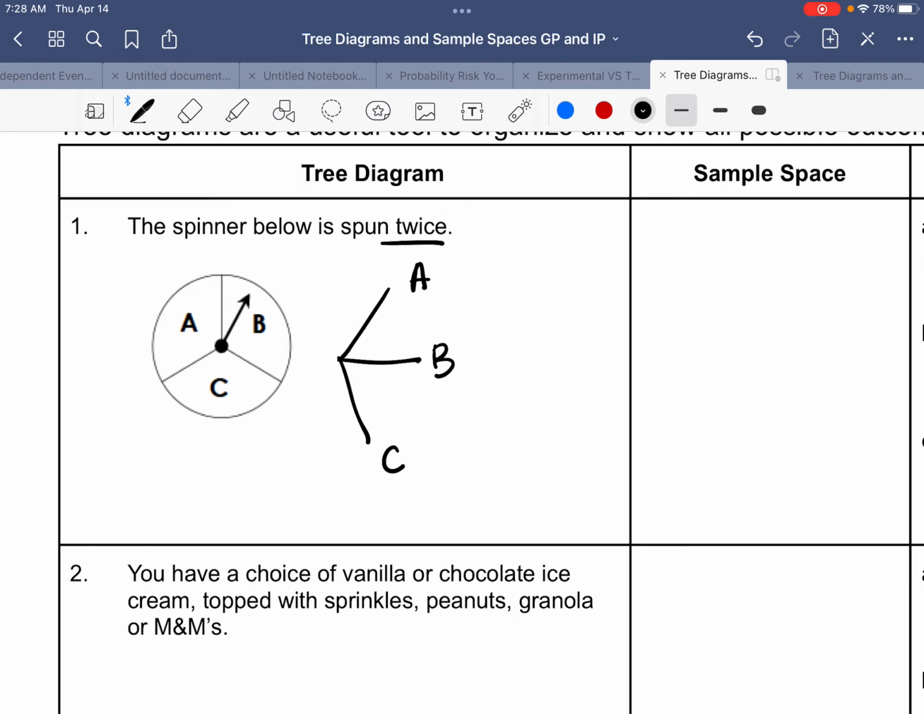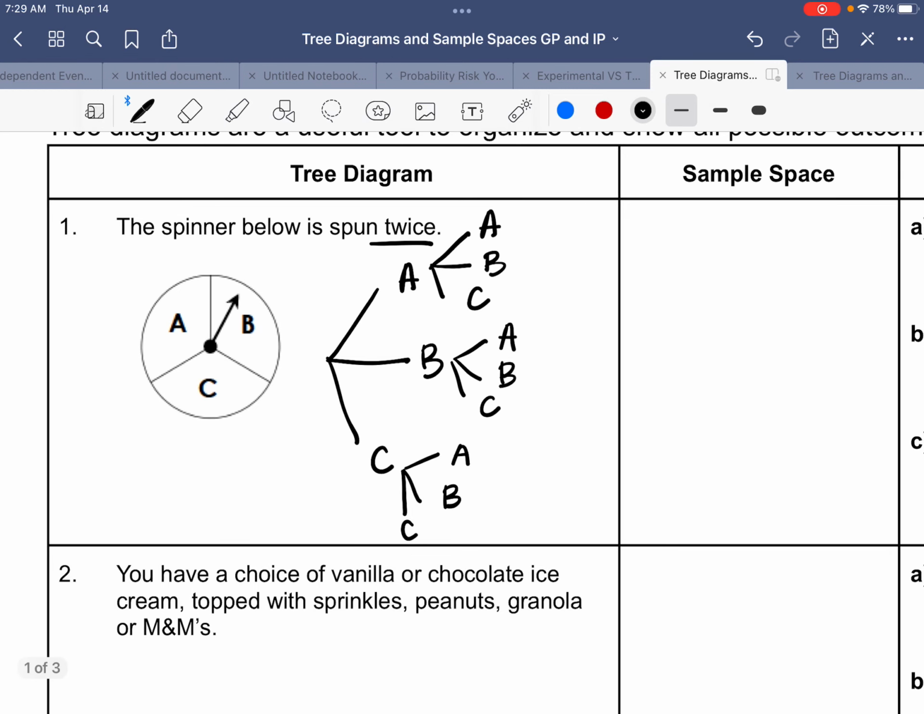Then for the second spin, if you get A the first spin, then you have 3 outcomes for your second spin, A, B, and C. You'll do the same thing. If you get B the first spin, you could get A, B, or C on the second spin. And if you get C on the first spin, you could get A, B, or C on the second spin. So that's the tree diagram.